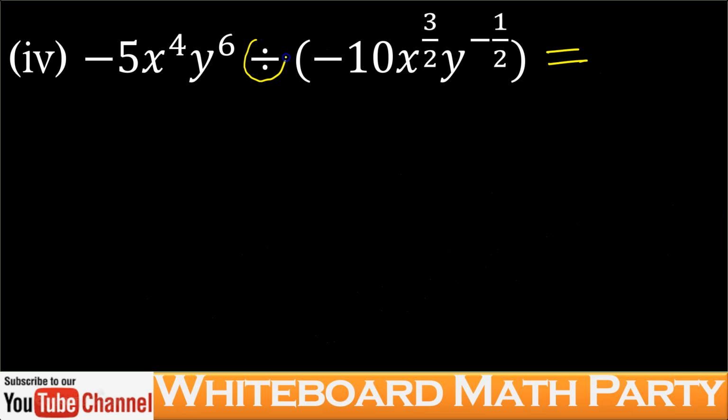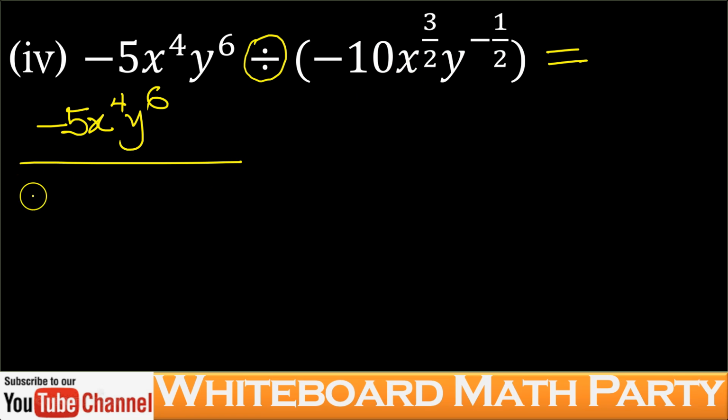Now, this is the connection between the left-hand side and this side, right? So it's still the division that we did in the previous question that we just solved. So what I'm going to do now is, first of all, this is going to make my numerator. So I'll make it this way, minus 5x to the power of 4, y to the power of 6. This is my division sign like this. And my denominator is negative 10x to the power of 3 upon 2 and y to the power of negative half. Yeah, something like this. This is a good step to start.